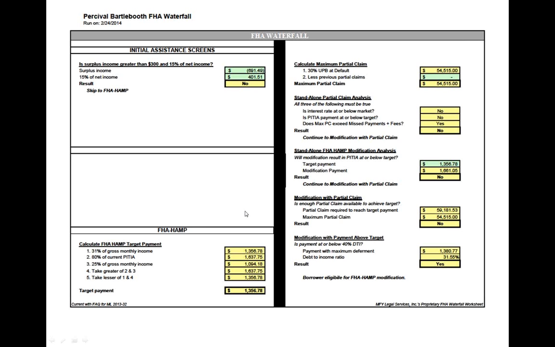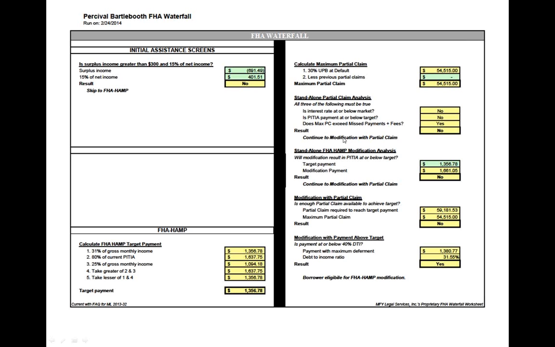So the next thing is to go to FHA HAMP, and we're going to try to figure out their target payment. So we take the values for 31% of gross monthly income, 80% of the current payment, 25% of gross monthly income, and we take the greater of 2 and 3. So we take 80% of current PITIA, and then we take the lesser of 1 and 4. So we're going to take the lesser of 31% and 80%, so we're taking 31% in this case.